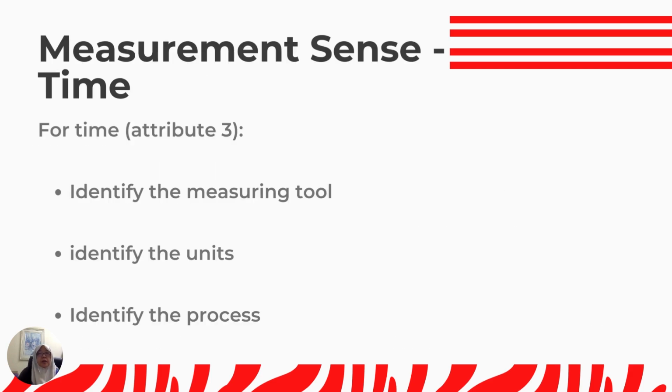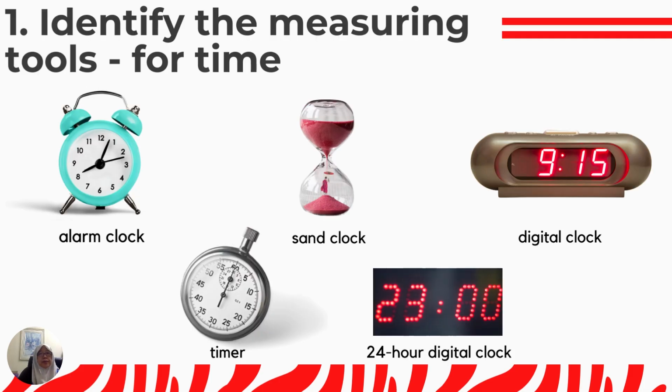Okay. All right, next, the measurement sense. So again, let's recap what measurement sense is, and this time we are going to look at time. So the first thing is to identify the measuring tool, and second is to identify the measuring units that you will be using, and then writing the measurement process. How do you do it? Okay, how do you measure it?